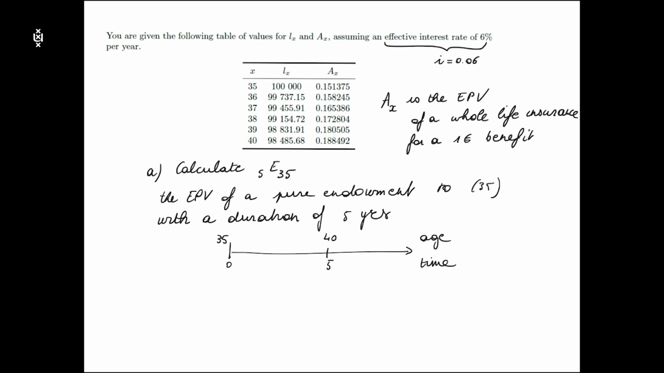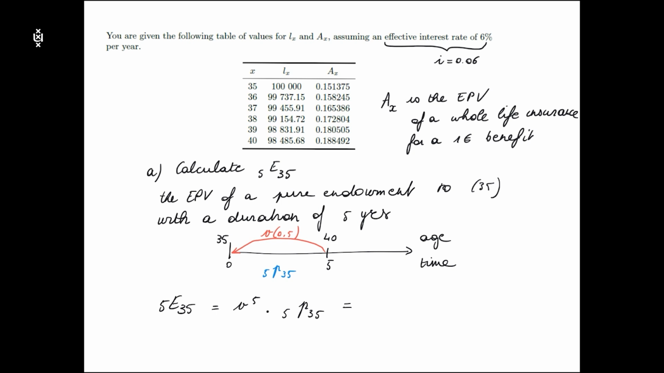So in order to calculate the EPV of this particular product, we need to discount from time 5 to time 0. So we're going to use v^5, or v to the power 5. And we also need to take into account the survival probability. So that is in this case 5p35. So the requested EPV can then be calculated as v to the power 5 multiplied with the 5-year survival probability of a 35-year-old.